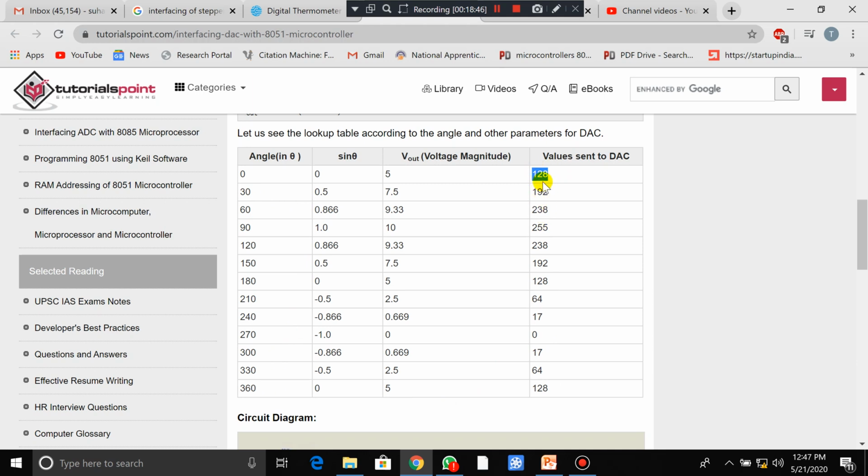Initially it will increase. See here, 128, 190, 192, 238, like that, up to 256. Then it decreases. It is like that. Here to here it is the positive cycle, and here to here the negative cycle.